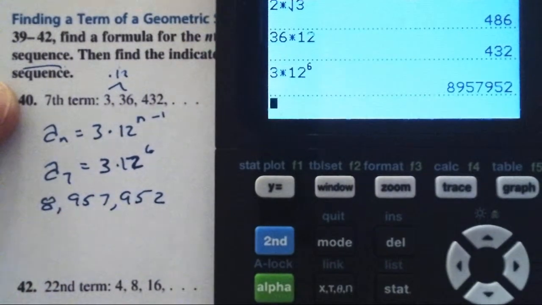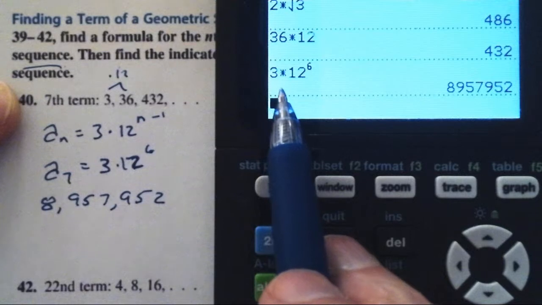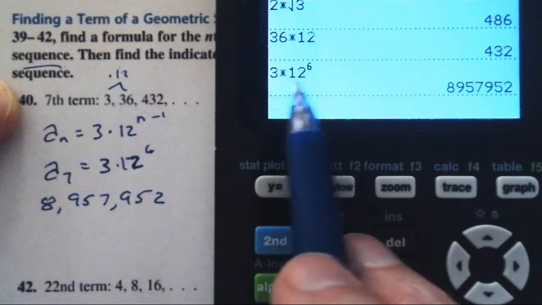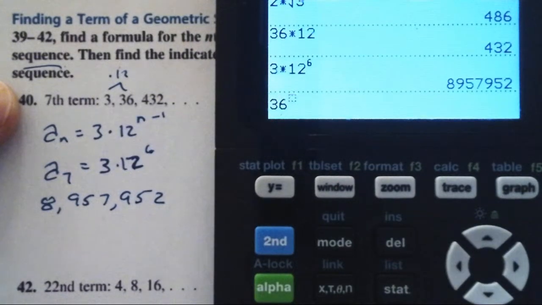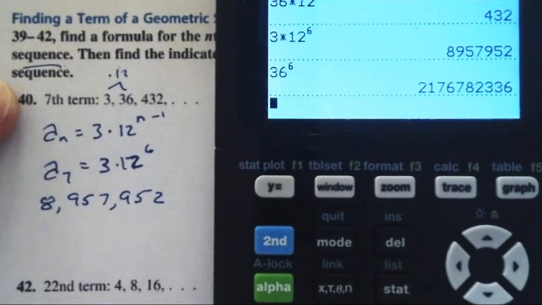8,957,952. Now, just to show you what happens, it doesn't seem like a big deal, but if I just multiply that 3 in here first to the 12, I get 36 raised to the 6th. Not even close. So, pretty damaging to do that.